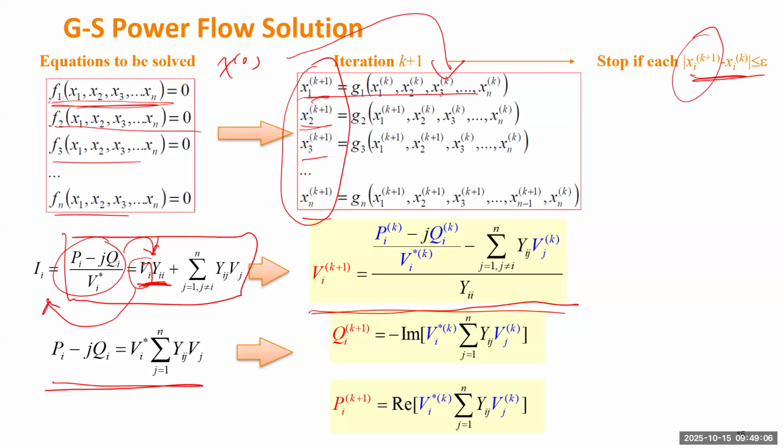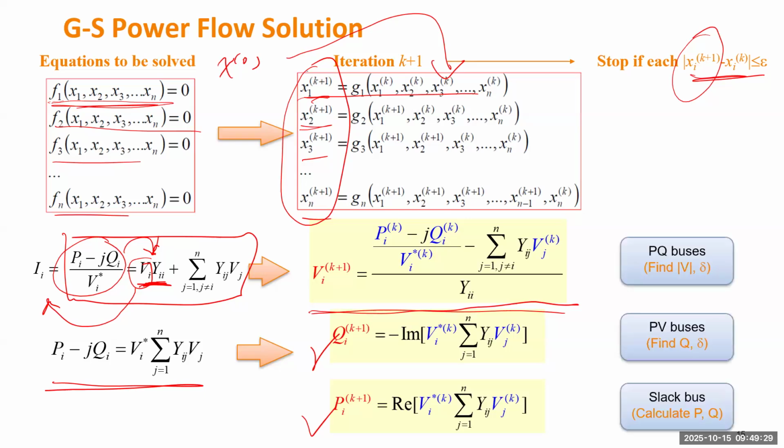The second equation we split into two, one on the real part and the other on the imaginary part. With the real part, we can calculate P, and with the imaginary part, we can calculate Q. Similarly, anything in black means constant, blue means the value from the previous iteration, and red means the value of this new iteration.